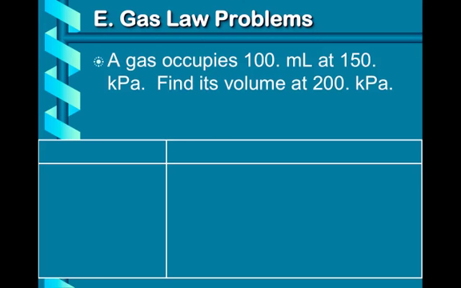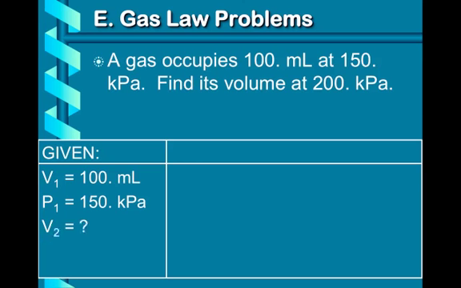Alright, so the first problem reads, a gas occupies 100 milliliters at 150 kilopascals. Find its volume at 200 kilopascals. Well, first of all, we need to figure out what we are given. Our initial volume is 100 milliliters. Our initial pressure is 150 kilopascals. We're looking for the second volume, and we have a final pressure of 200 kilopascals.